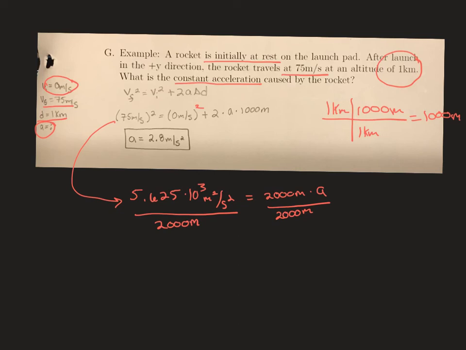Let's look at the units though. I have meters squared per second squared divided by a meter. So I'm going to multiply and flip the second fraction. That means this meter here cancels out and one of the meters up top canceled out, which is where I get the units in meters per second squared.